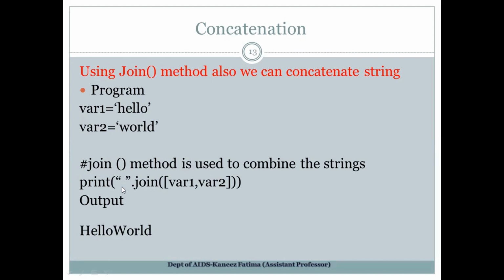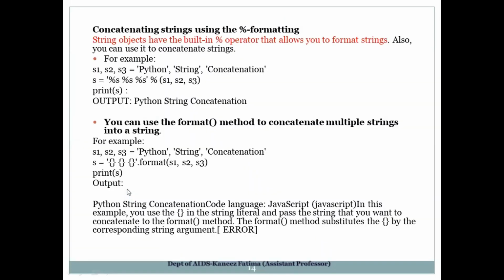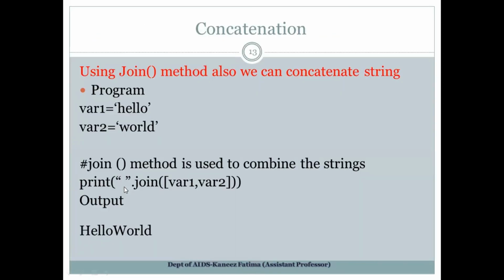I use a print of this. The quotation marks with an empty space in between mean that whatever value is there should be printed. Join of variable 1, variable 2. So I am combining variable 1 and variable 2, they will be joined and given to the print, and it gives me the output hello world. So another way of concatenation is by using the join method.